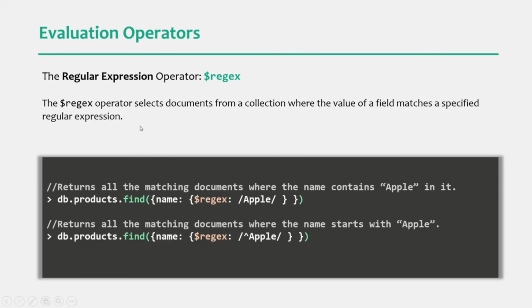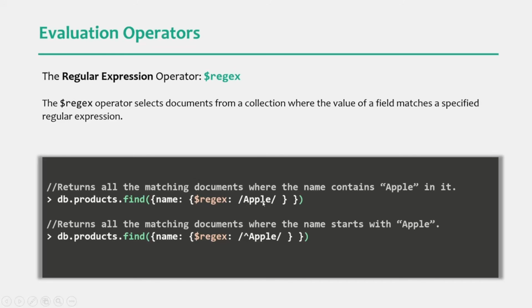Next, we are going to talk about this regex operator. The regex operator selects documents from a collection where the value of a field matches a specified regular expression. For example, let's say from the products collection, we want to filter all those products where the product name contains apple in it. We can use this regex operator, and to that we can specify a regular expression in order to filter all the products which have this word apple in it.